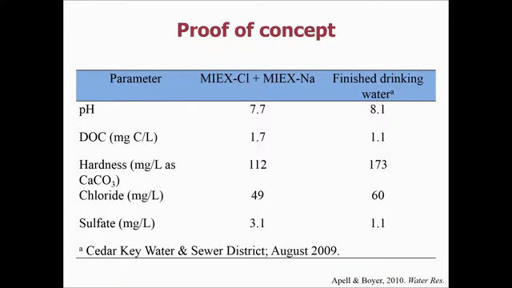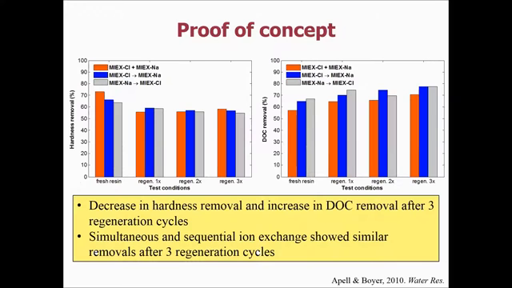And in fact, if we take those jar test experiments and we look at the overall water composition as shown here with pH, dissolved organic carbon, hardness, chloride, sulfate, and we compare it with the finished drinking water, we see a very similar composition resulting from this single process, the combined ion exchange, versus the full treatment train, which is dominated by the anion exchange process and that separate lime softening process.